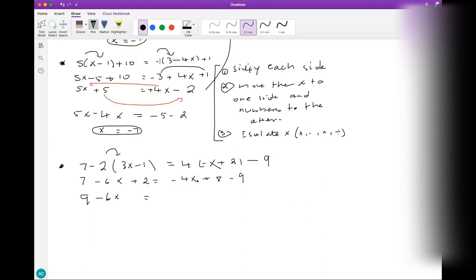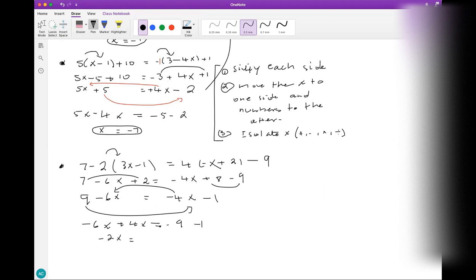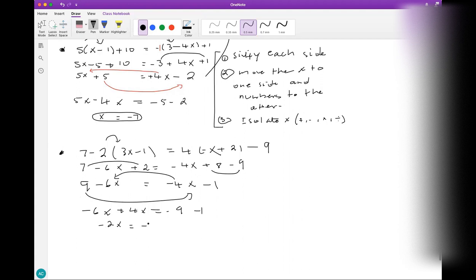And over here, we're going to combine these two. So here we combined these two, here we're going to combine these two. Negative 4x minus 1. Then we're going to move the 9 to the other side. So negative 6x. Negative 4x turns into positive 4x when you move it to the other side. The positive 9 becomes negative 9. And minus 1 stays the same. So here, negative 6 plus 4, that's negative 2x. And equals negative 9 minus 1, that's negative 10.